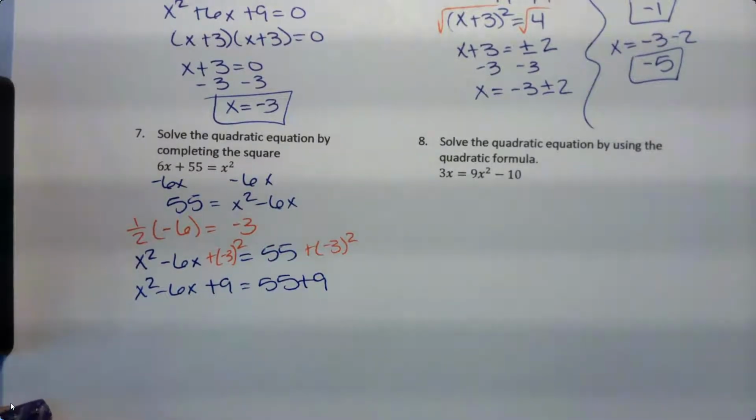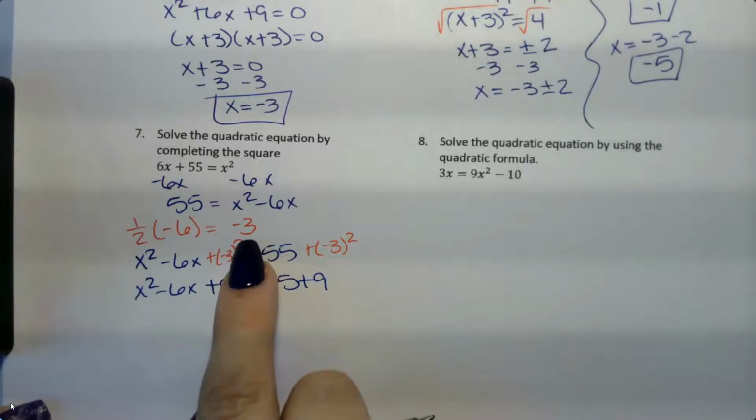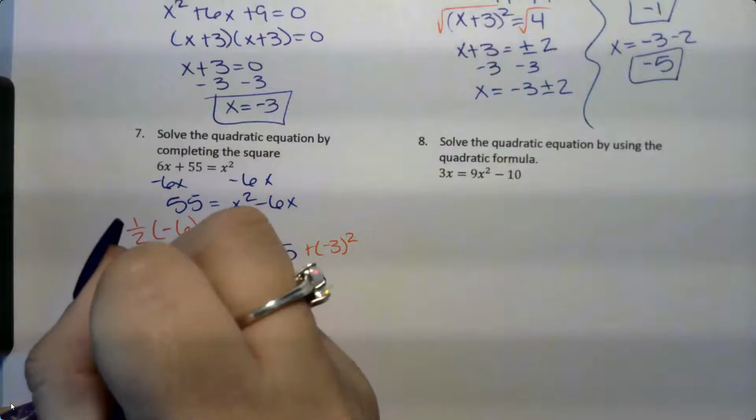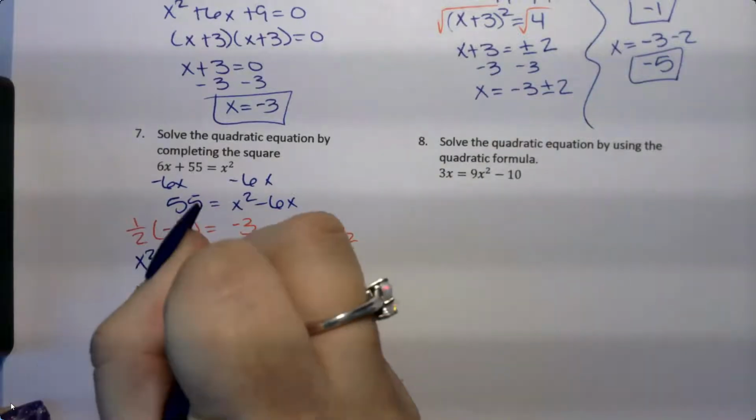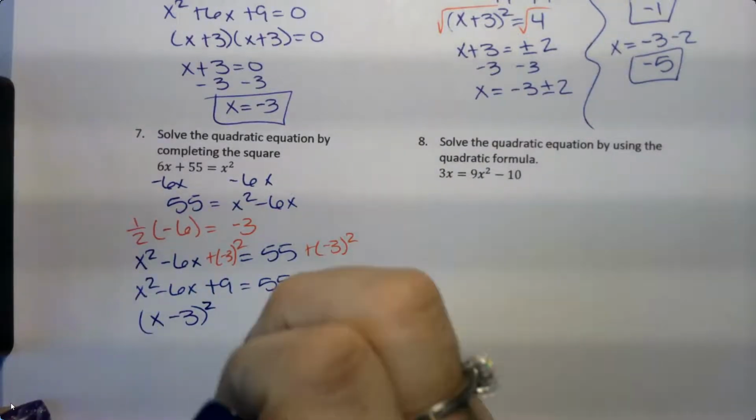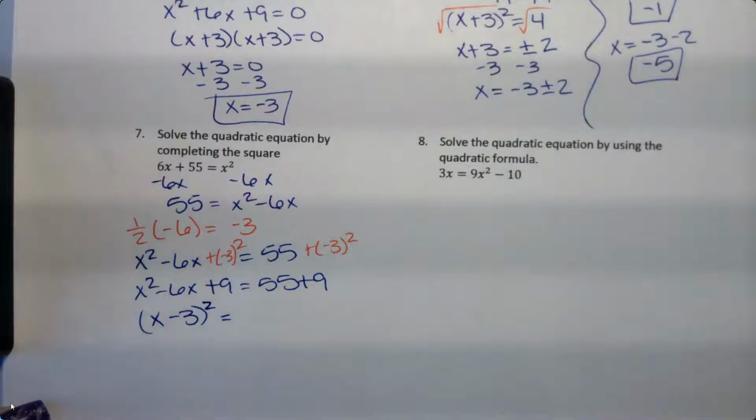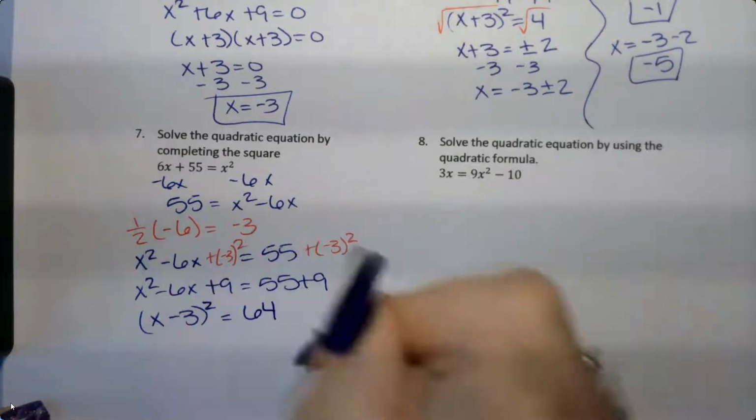So on my left side, I want to factor. I'm looking for what multiplies to 9 and adds to negative 6. This will always be the 1/2 b value I got earlier, so that's going to be the negative 3. And then it's going to be squared because I'm going to get it twice. On my right side, I want to add 55 and 9, which gives me 64.